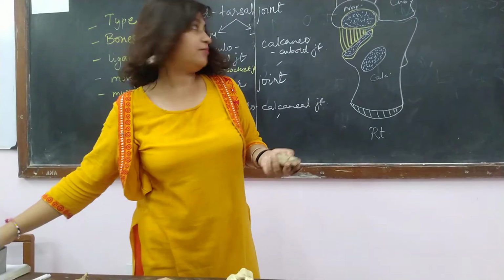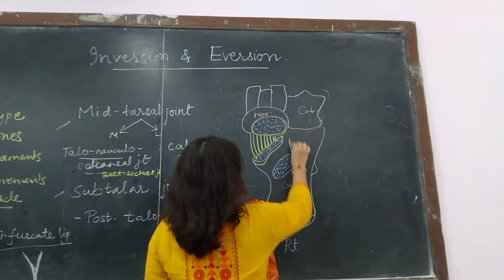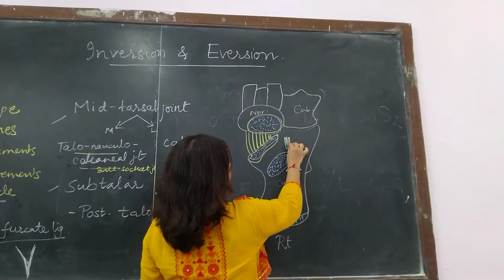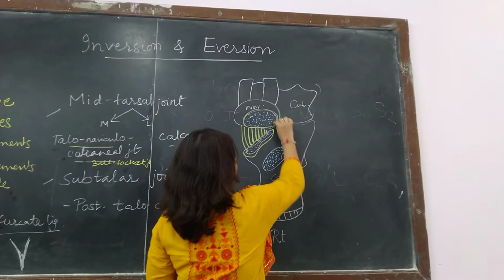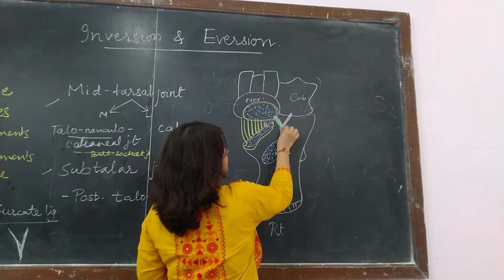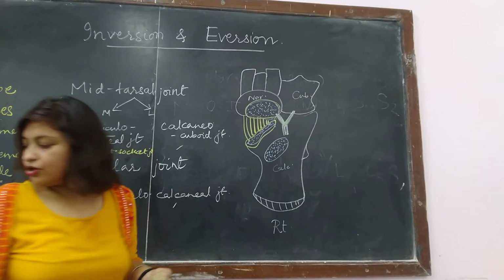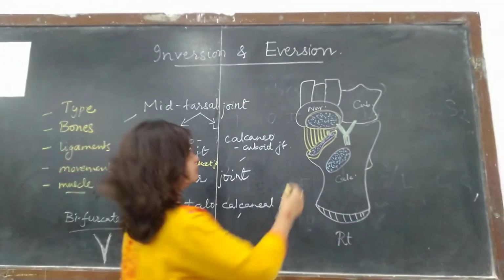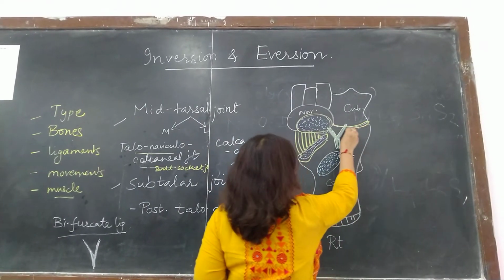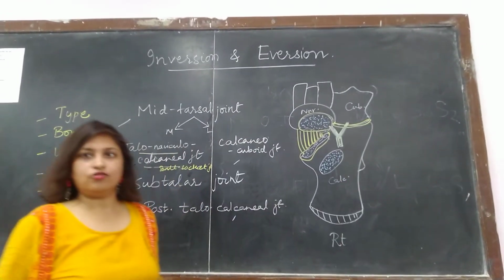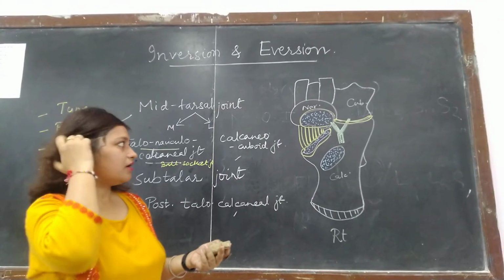See, bifurcate ligament, I will show you over here. The bifurcate ligament stem is attached here. This is the medial limb and this is the lateral limb attached to the cuboid. This is the attachment of the capsule of calcaneocuboid joint, right?